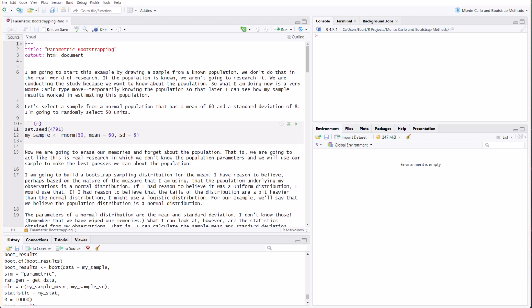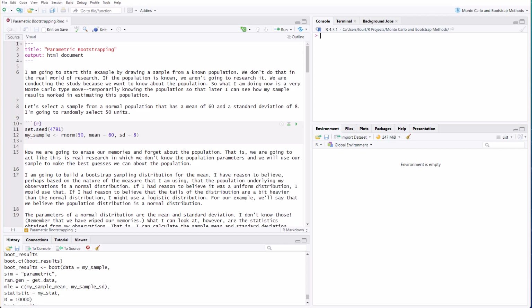I'm going to start this example by drawing a sample from a known population. We don't do that in the real world of research. If the population is known, we're not going to research it. We're conducting this study because we want to know about the population. So what I'm doing now is a very Monte Carlo type move. That is, I'm temporarily stating that I know the population right now, so I can see how my sample results worked in estimating this population.